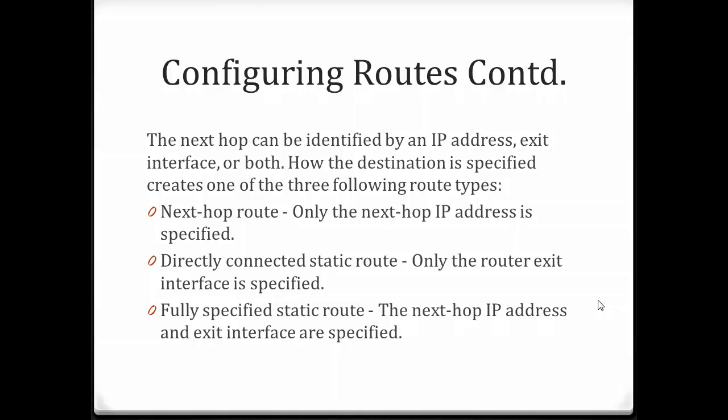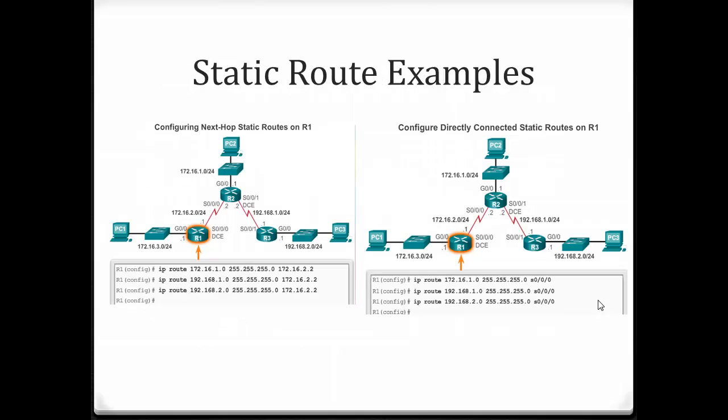The directly connected static route, only the router's exit interface is specified. So if I want to get from one network to the next, I specify the interface on my router that I send out of. Or we can have the fully specified static route, which actually includes both. We list the next hop address and the exit interface.